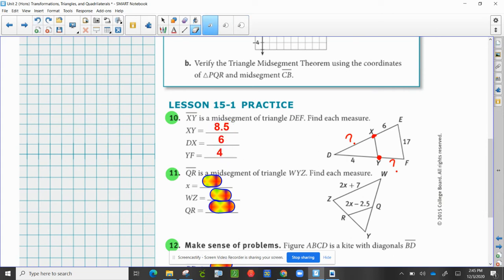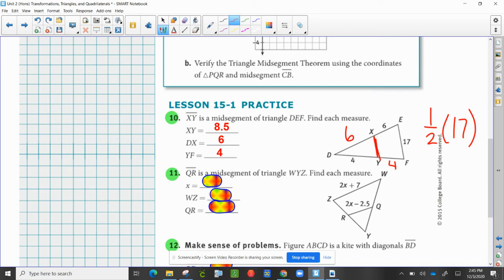Spoiler alert. If those are truly mid-segments, that means we have the same side. So this side would have to be 6, and this side would have to be 4. Now, if it's the mid-segment, that means this length, XY, would have to be half of 17, which is how I got the answer of 8.5.